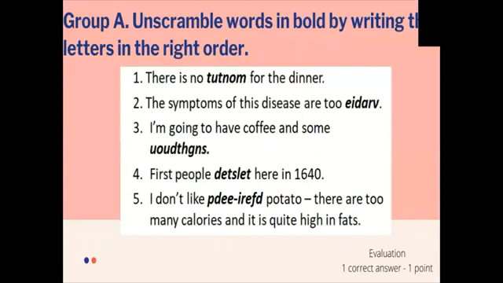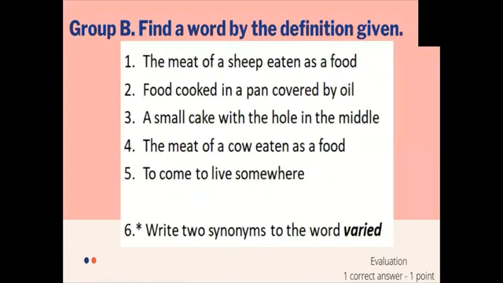Group A will get a card with the sentences. Within each sentence, there is a scrambled word that students should unscramble by writing the letters in the right order. Group B will also get a card with the definitions of the new words. So students of the Group B will have to find a word by the given definition. As you can see, there is one more additional question, which is optional for those students who will be able to find the synonyms without using dictionaries.